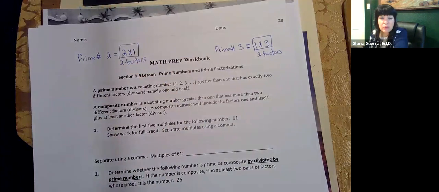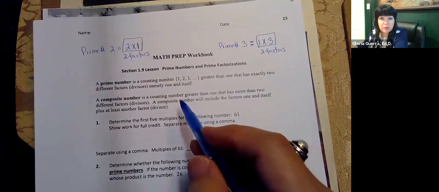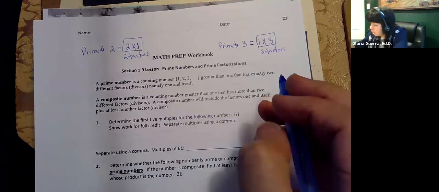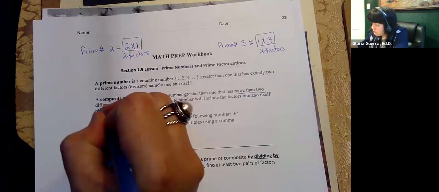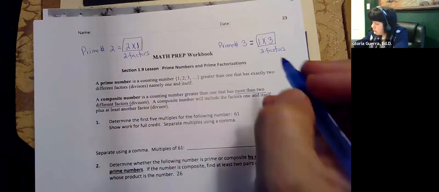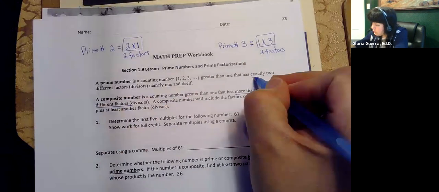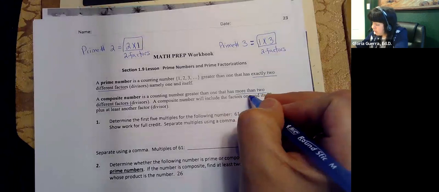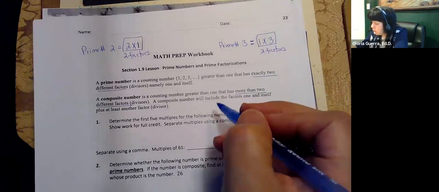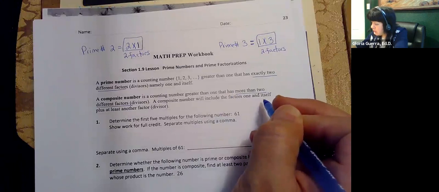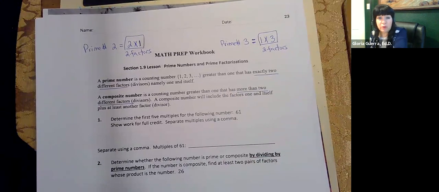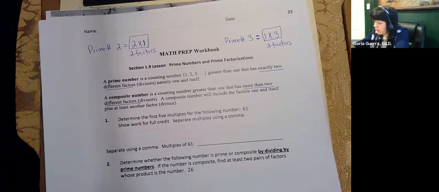But a composite number is a counting number greater than 1 that has more than 2 different factors. Prime numbers have exactly 2 different factors. Composite numbers have more than 2 different factors. A composite number will include the factors 1 and itself, plus at least another factor, another divisor, another pair of factors. For example, 6 is considered composite.